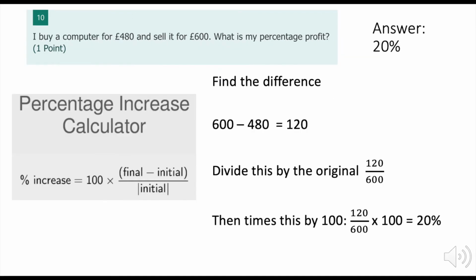Now, percentage increase or decrease is going to be the difference divided by the original times 100. So you find the difference by taking the new 600 from the original 480 is 120. Divide that by the original 600 times by 100.